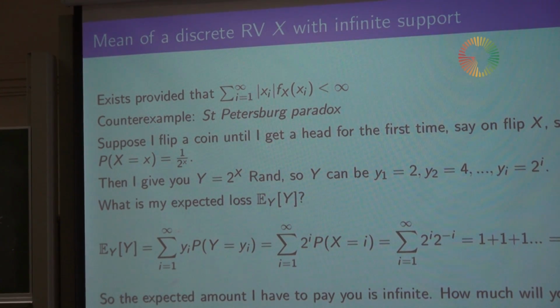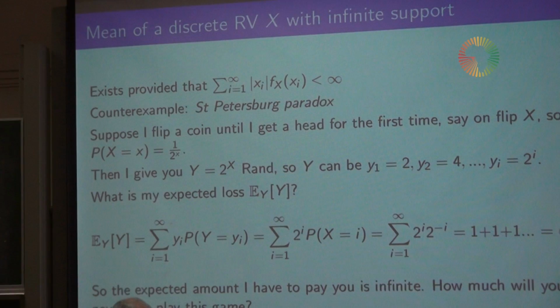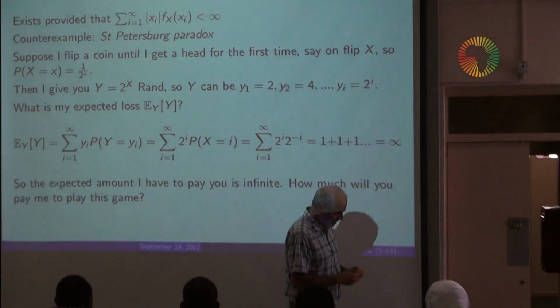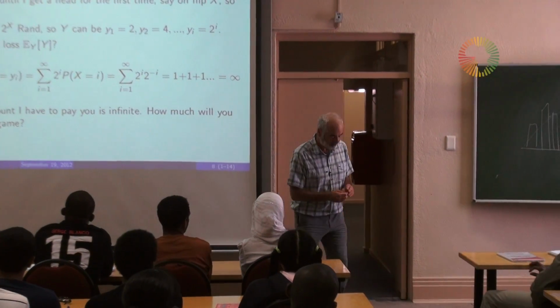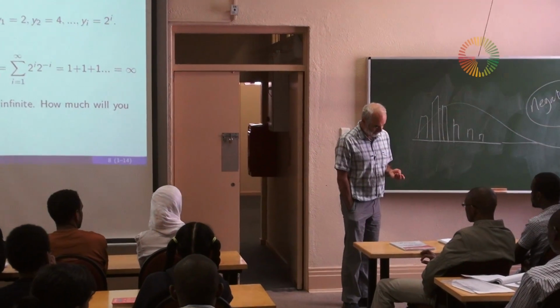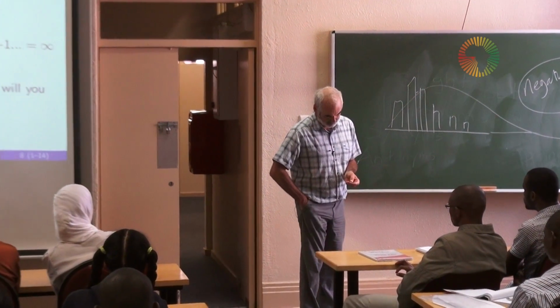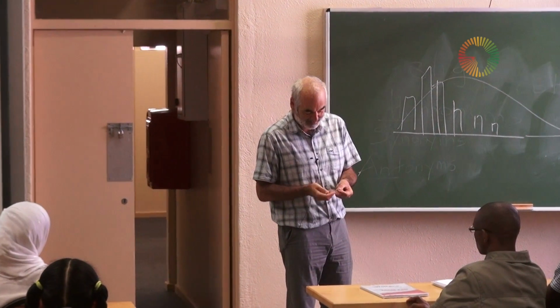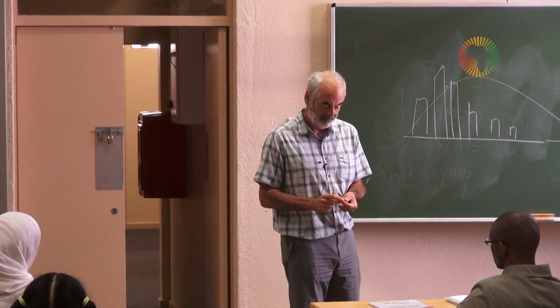Let me give you an example. Okay, here's quite a nice example. Here's a game. I'm going to flip a coin, and these don't have heads, do they? What have they got? Animals.